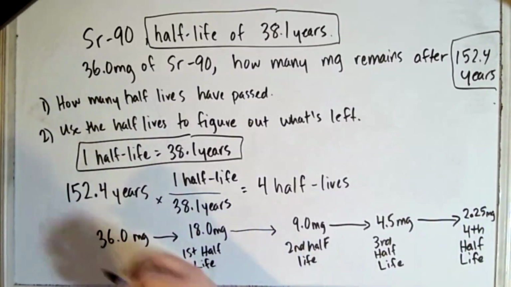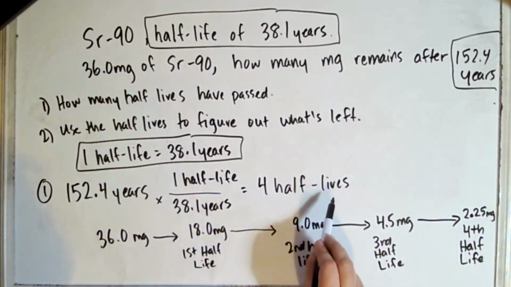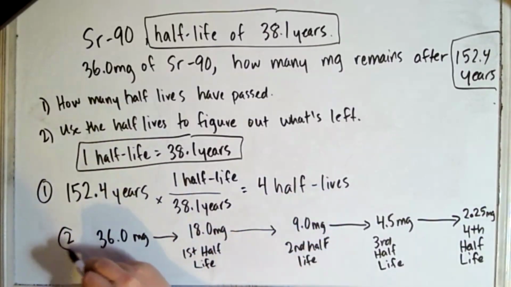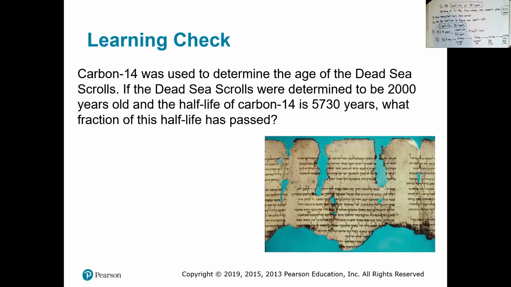Okay. So step 1, we figure out how many half-lives have happened. Step 2, we use the number of half-lives to track how our original compound has decayed. All right. Let's look at the next question. I'll put it up here. I want everyone to see these questions before we solve them out.